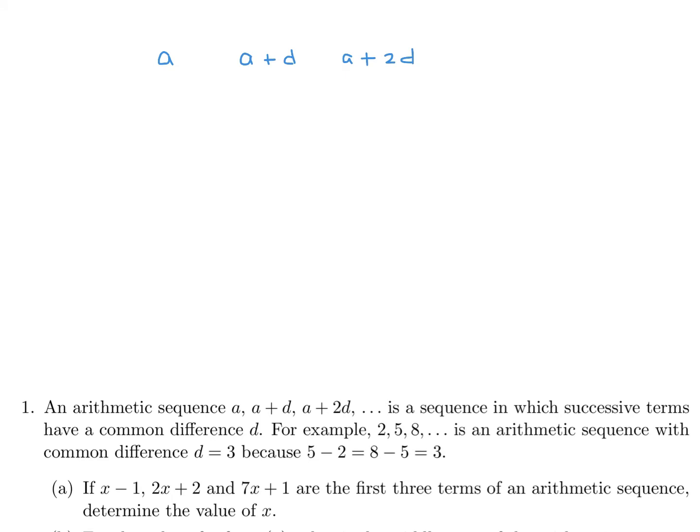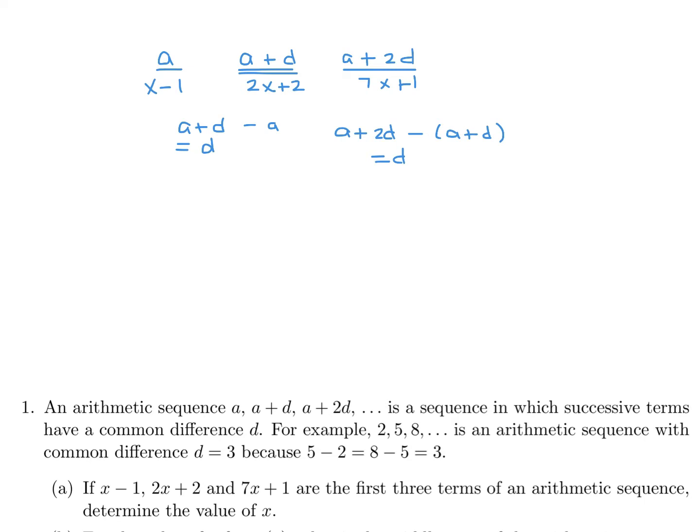So they've given us that in this case, it's x minus 1, 2x plus 2, and 7x plus 1. So if you take this one and subtract from it that one, a plus d minus a, what do you get? Well, you just get d, right? Similarly, if you take that one and subtract from it this one, a plus 2d minus a plus d, you will also get d.